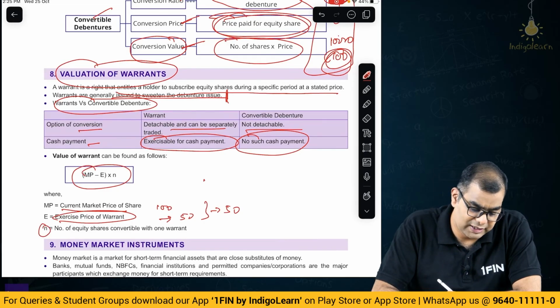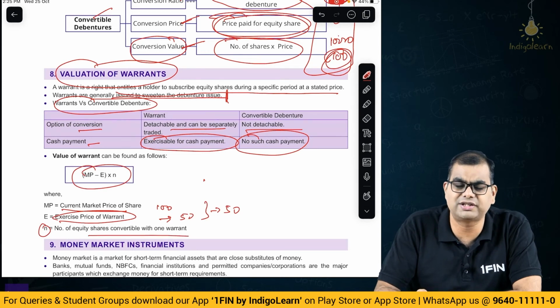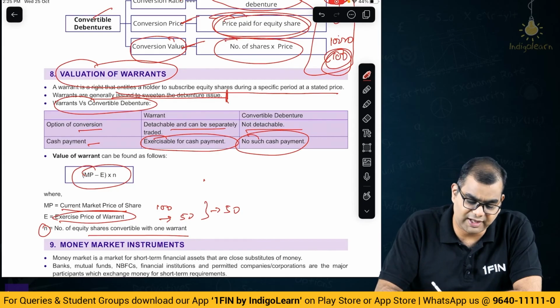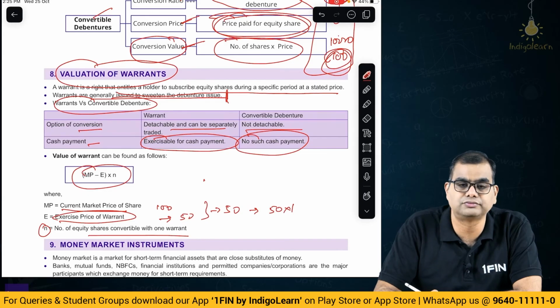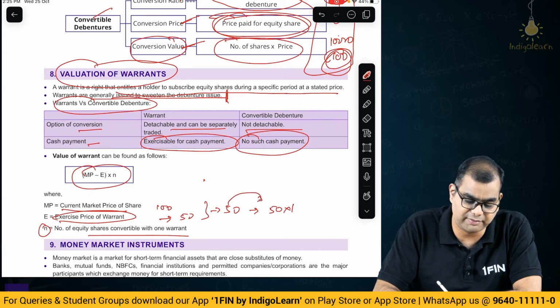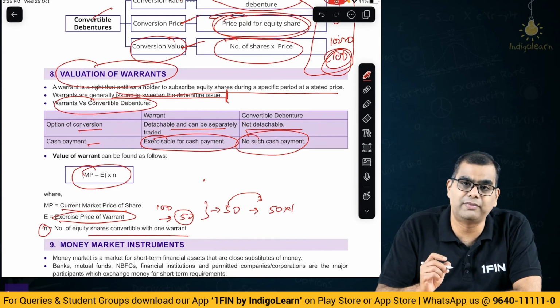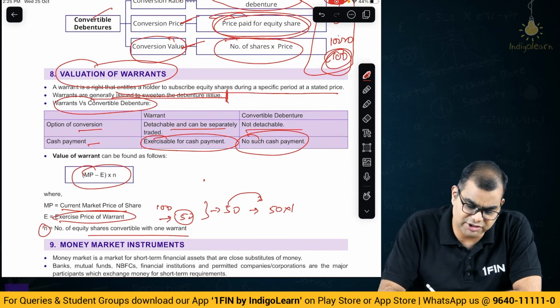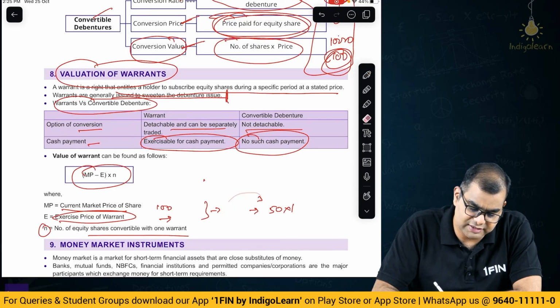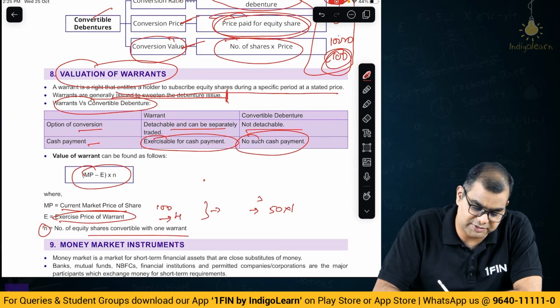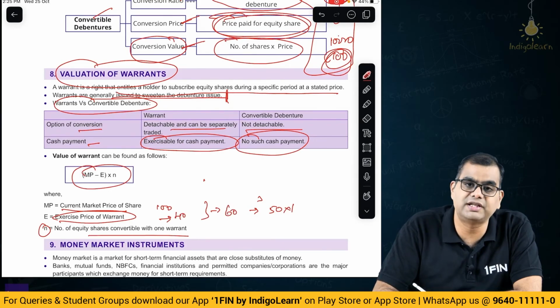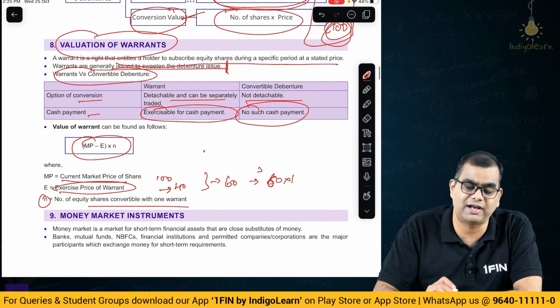And what is N? The value of a warrant is number of equity shares convertible with one warrant. Let's say each warrant gives you one equity share. Then the value that you get, which is value of a warrant, is 50 into 1. And what is this 50? This second 50, 100 minus original 50, which is the price at which you can subscribe the share. Or let me change that slightly. Let's say the price at which you can subscribe the share is 40. Then 60 is what you gain. So, value of the warrant is 60 into 1, which is 60 rupees. So, that is what is the value of warrant.